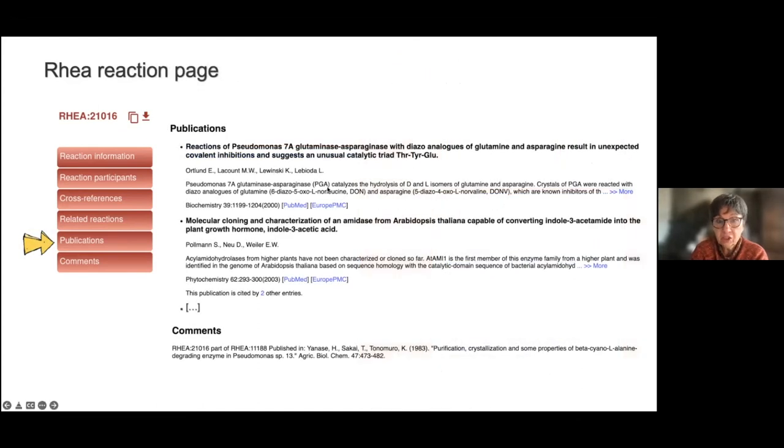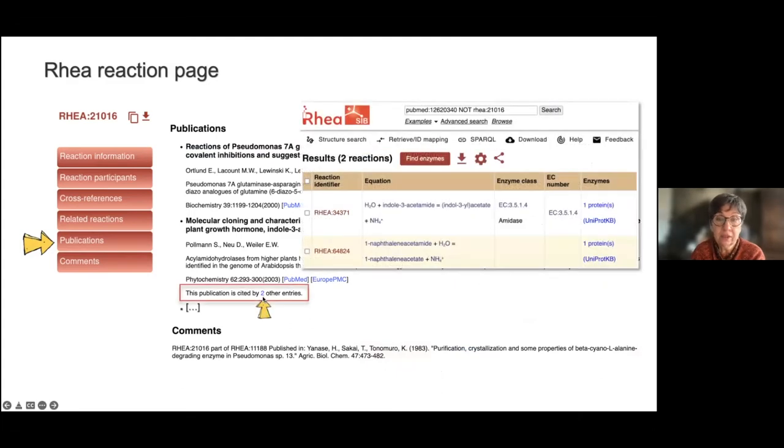In the publication section, we provide the title, the authors, and the link to PMID and Europe PMC. And if the publication is cited by other reactions, we provide a link. We can see that this publication is cited by two other entries, so you have a link that allows you to perform the query and retrieve the corresponding entries.